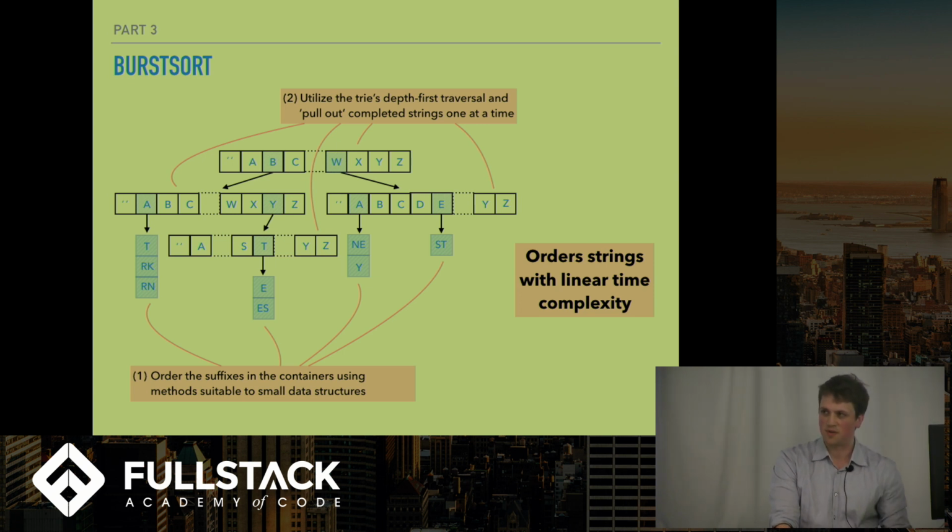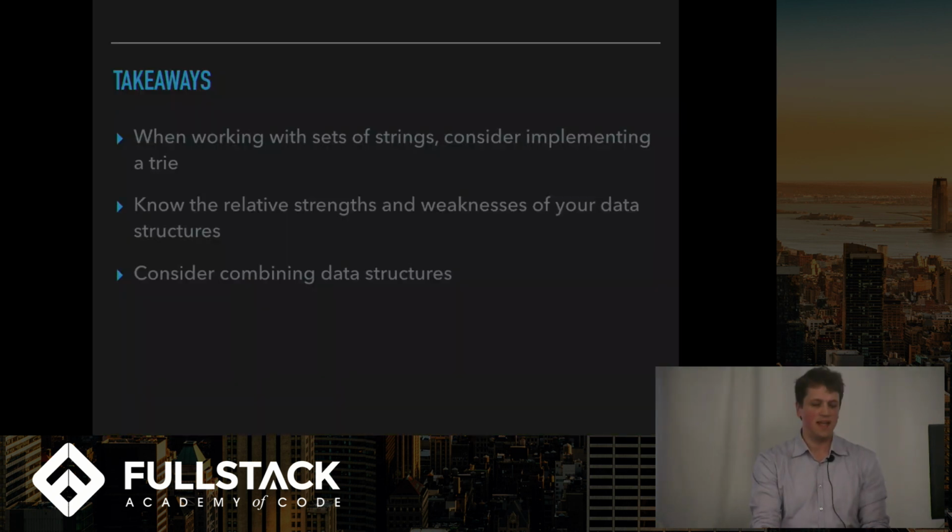That's all I wanted to say about Burstsort, not getting into the details of the algorithm. And the takeaways of this are, in the first place, if you're going to use strings or work with sets of strings, consider implementing a trie. It's pretty simple to implement. Second, know the relative strengths and weaknesses of your data structures. Using an array to store many things can be unruly, but at the same time, using a trie to store many things can be unruly. The lesson of the burst trie is that we can divide up the labor and really maximize the strengths of our data structures.